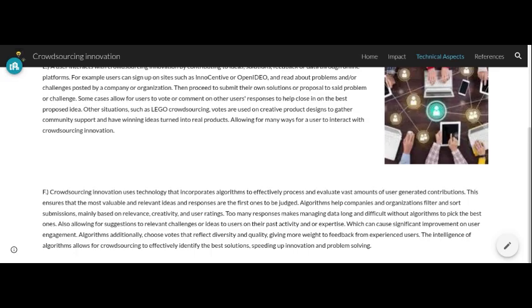And the technology that crowdsourcing innovation incorporates is algorithms. Algorithms are basically just filtering systems. So when there are too many ideas coming in, it can narrow it down to the best one, choosing the most creative, with the most ratings and most relevance to the topic or problem.